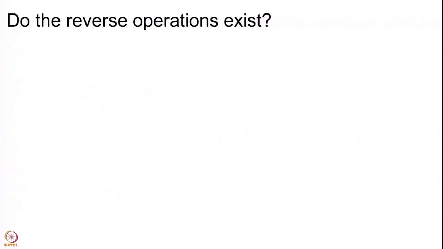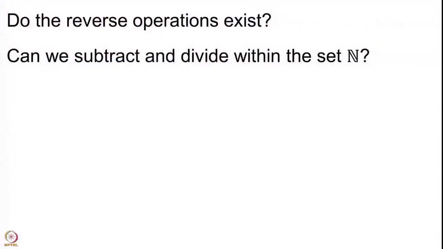Do the reverse operations exist? Or more precisely, can we subtract and divide within the set N? What I mean to say is that if I take two natural numbers A and B, do I get A minus B, which we know is a number in Z? Do I get A minus B in N? And if I have a natural number A and another natural number B, is A by B a natural number?